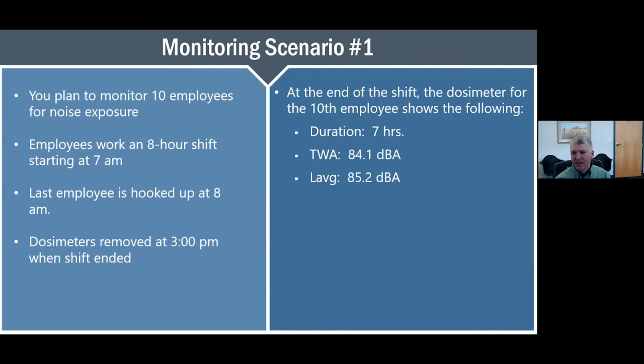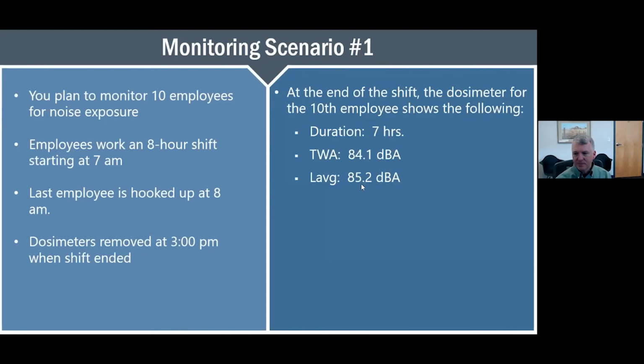The reason is the way a noise dosimeter calculates this TWA relative to an 8-hour period, all it knows is I've got 7 hours of data, and I've got to make that relative to 8 hours. So it's basically saying 7 hours at the L average of 85.2 plus 1 hour at 0, because it's relative to this 8-hour period. But keep in mind, if OSHA did that, they probably would have to use that number because they can't make any assumptions about what they don't monitor, from my understanding. However, this employee was being exposed for an hour before you got that person hooked up, whether he was wearing the dosimeter or not.